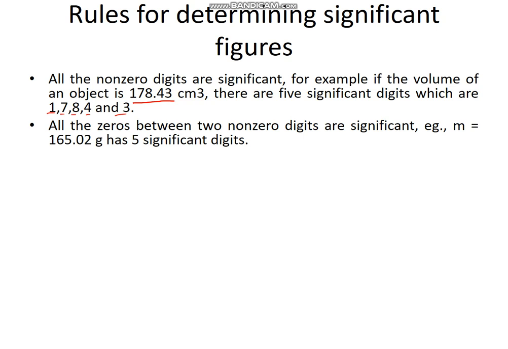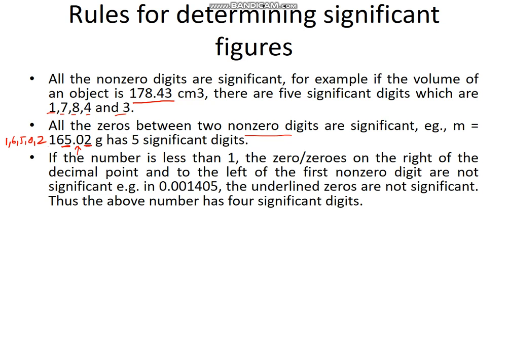Next, all the zeros between two non-zero digits are significant. So over here, between 5 and 2 we have a 0. So this 0 is also significant. So we have 5 significant digits over here: 1, 6, 5, 0 and 2. I hope you all understood this.